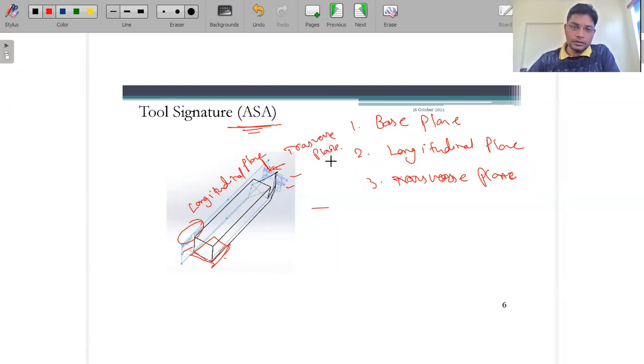Now when you see from the top view, from this angle you can see the side cutting edge angle. From the front, this is the end cutting edge angle. Similarly, we can measure the different angles that we have gone through.